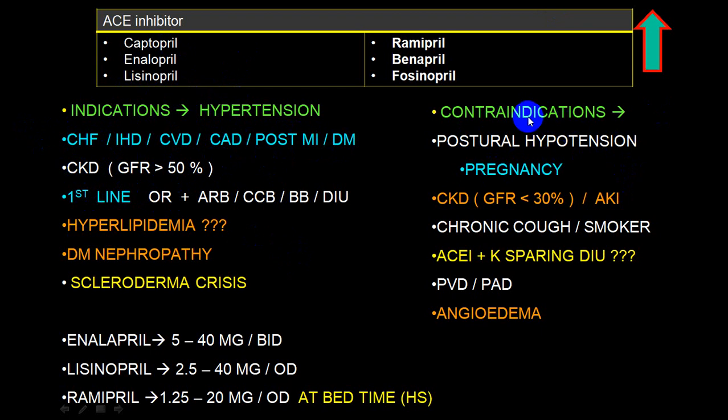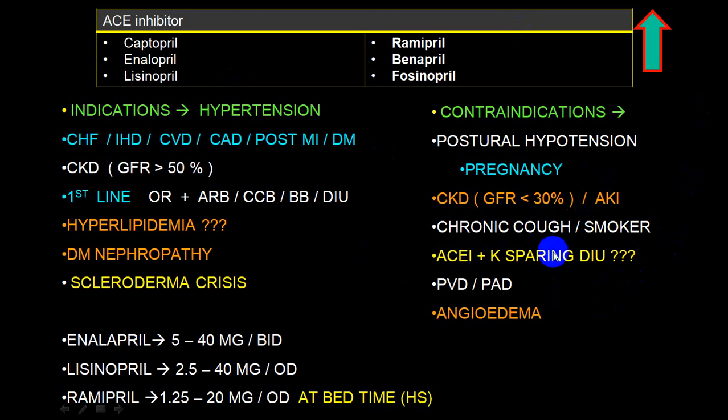Contraindication. It produces major side effects like postural hypotension. Absolute contraindication in pregnancy, absolute contraindication in CKD if GFR is less than 30, and also in a case of AKI, 100% contraindication. Relative contraindication: if a person is getting a chronic cough because of ACE inhibitor, you will have to stop and switch over to ARB or another drug.